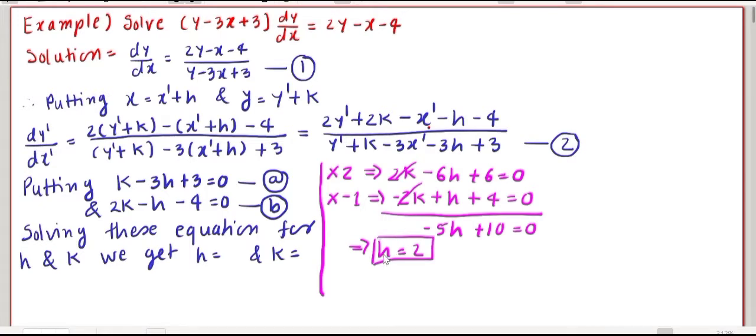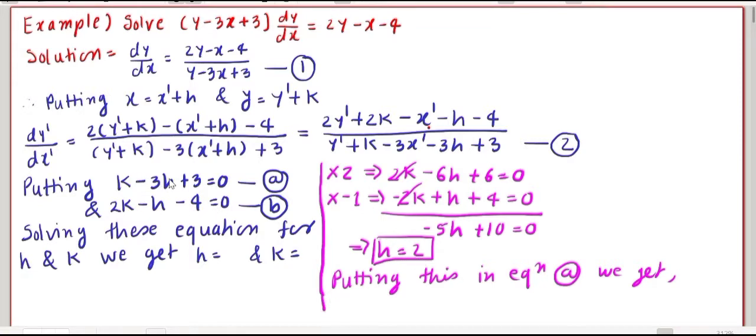Now putting this value in equation A, after putting h is equal to 2 in equation A, we get the value of k. So we get k is equal to 3. Thus the values of h and k are 2 and 3.